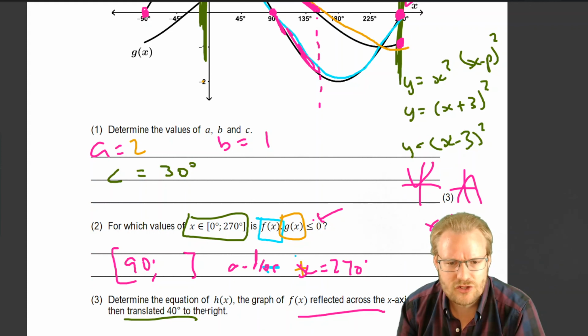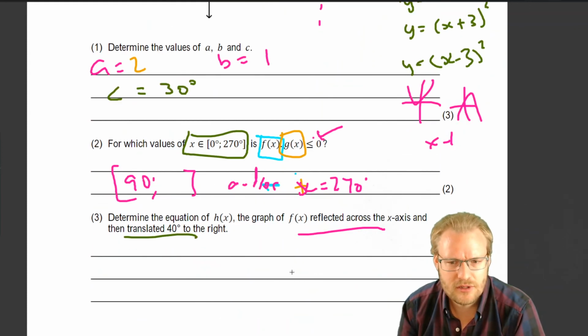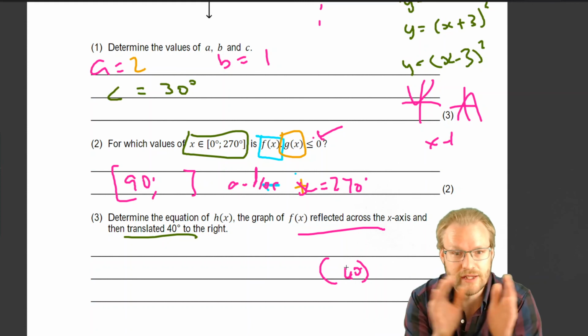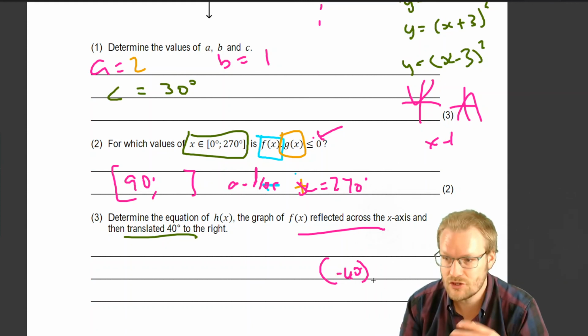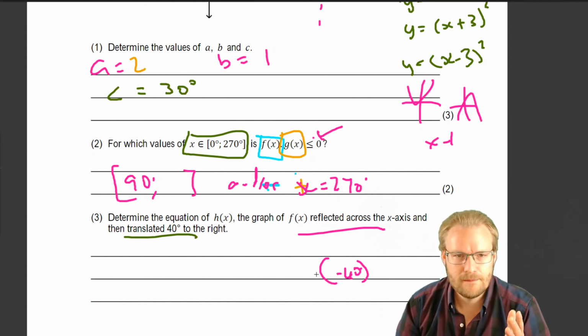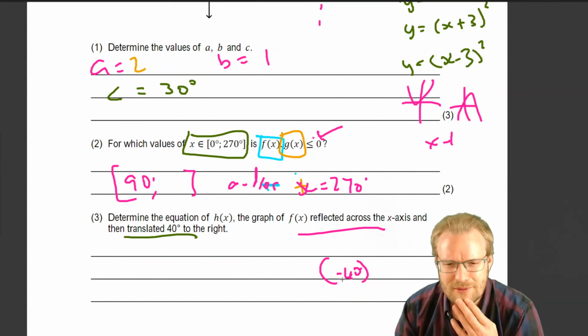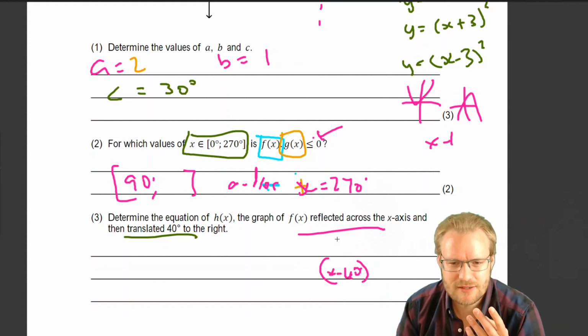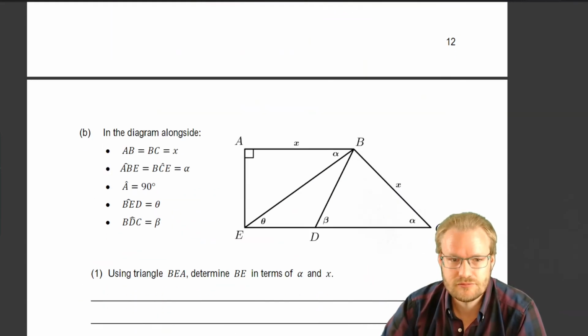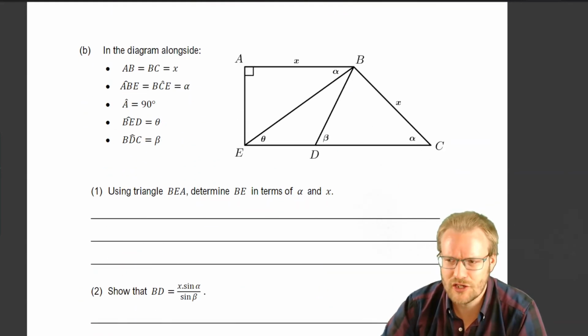And if it's translated 40 to the right, well, didn't we say that that bit in brackets, if it's going to the right, are we going to add or are we going to subtract 40 degrees? Well, to the right means that we're going to subtract 40 because it looks like the opposite, right? So minus 40. Okay, so we've got an x minus 40 and we're just going to multiply the whole thing by -1. And next question, next video, because it looks quite different.